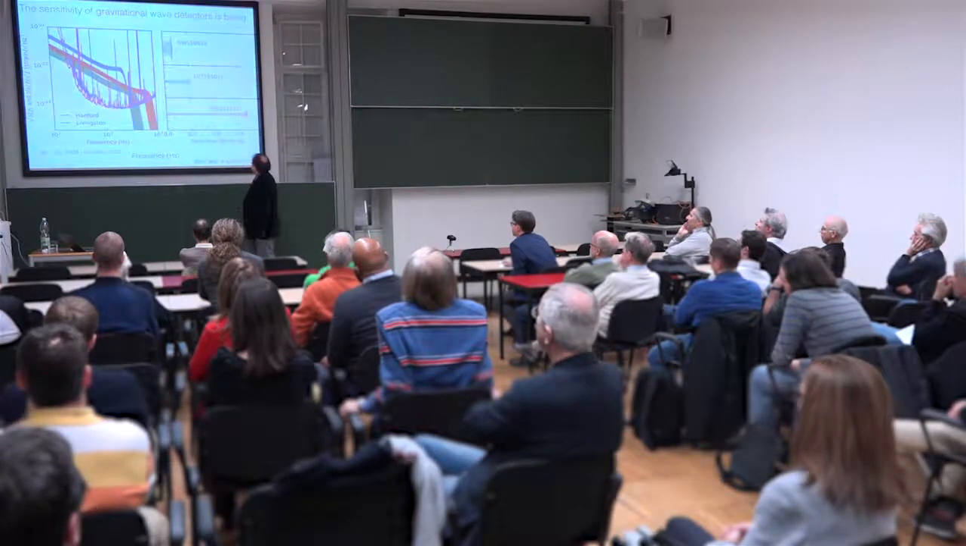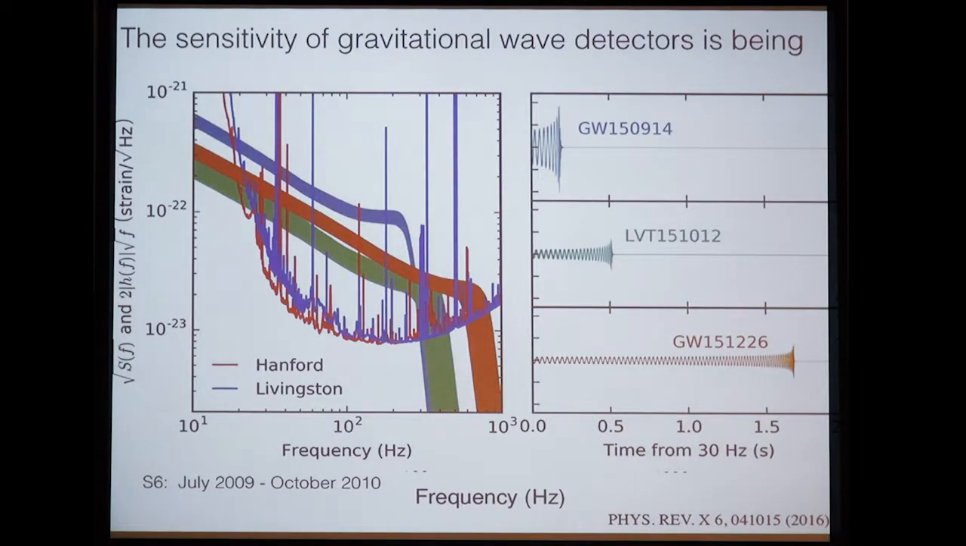And this is what it looks like when you superimpose signals. Here we again have a picture of the noise in the detectors, and then you superimpose the typical signal and frequency that you would get from merging black holes of different masses. Black holes with higher masses are more to the right, and black holes with lower masses are shifted more to the left.